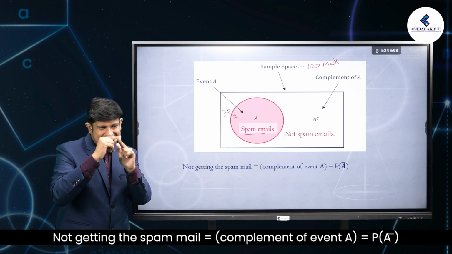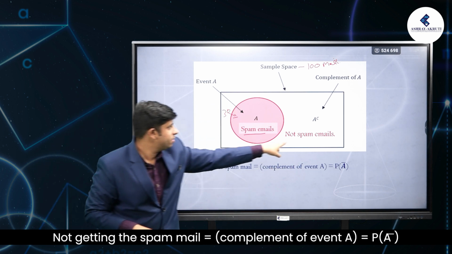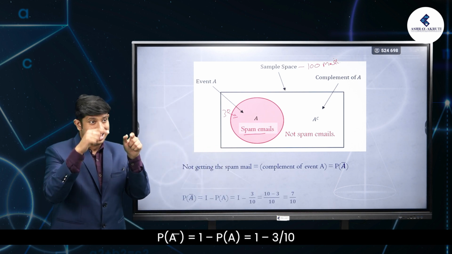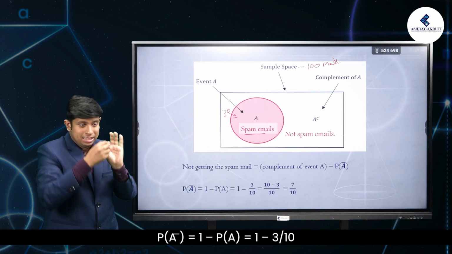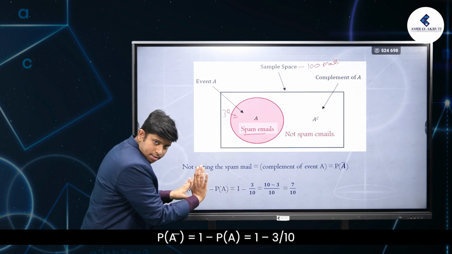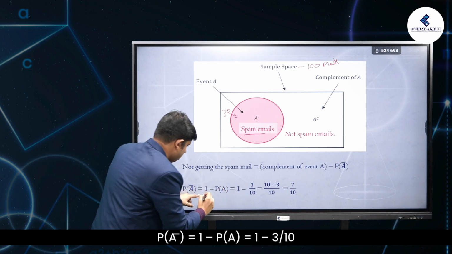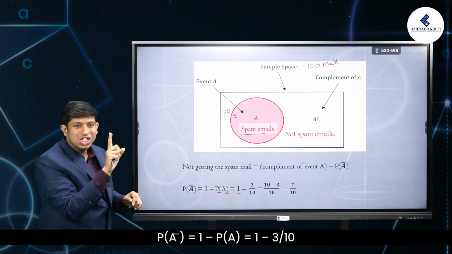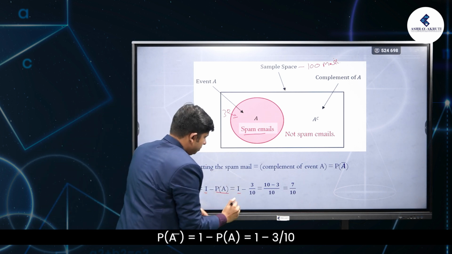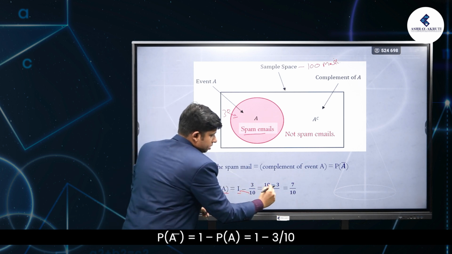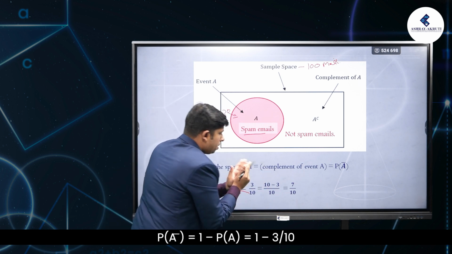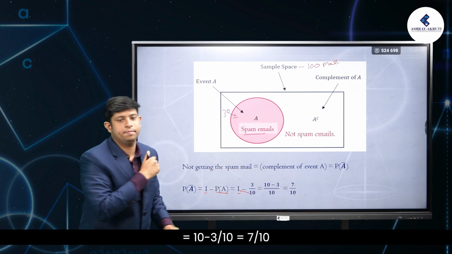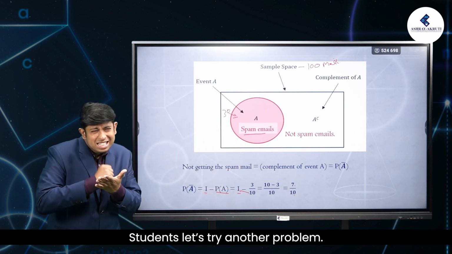Not getting the spam mail is equal to the complement of event A, which is equal to P of A dash. P of A dash is equal to 1 minus P of A, that is equal to 1 minus 3 by 10. By taking LCM, we get 10 minus 3 by 10, that is equal to 7 by 10. Students, let's try another problem.